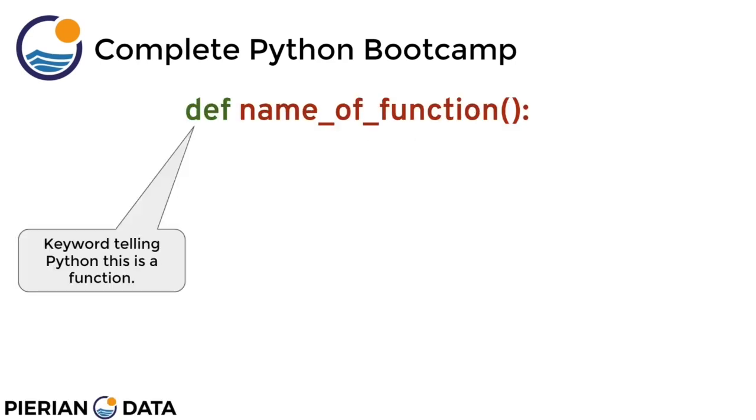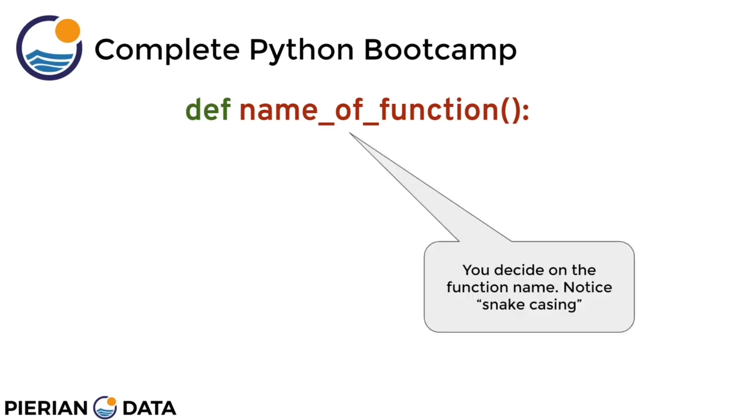So here's the first line of an example function, and it all starts off with this def keyword, essentially standing for the definition of the function. And this keyword just tells Python, hey, what I'm about to write is a function. So you have def, and then you have the name of the function, and you decide on the function name, and you should notice this so-called snake casing.